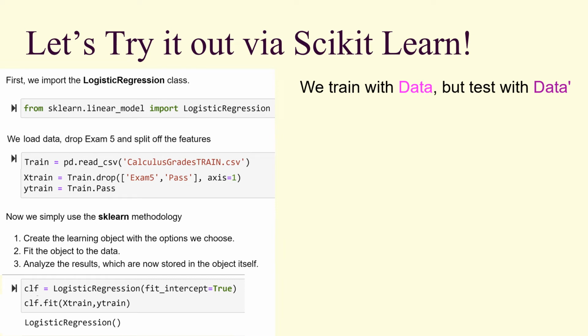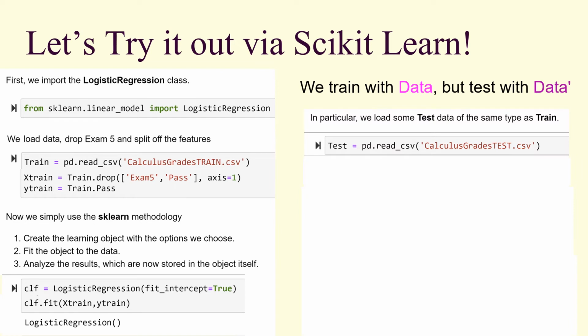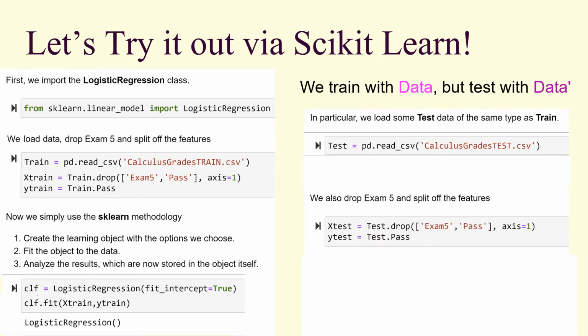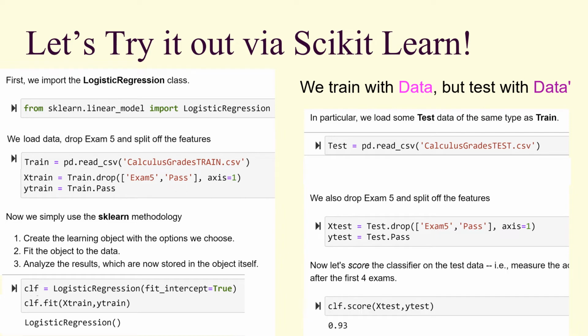And then we test not with the original data, but with a new data set. And in fact, there's a test set of calculus data. We drop exam 5, split off the features, just like we did for the training data. And then we score the classifier on the test data, which gives us an accuracy on the test data of 93%.